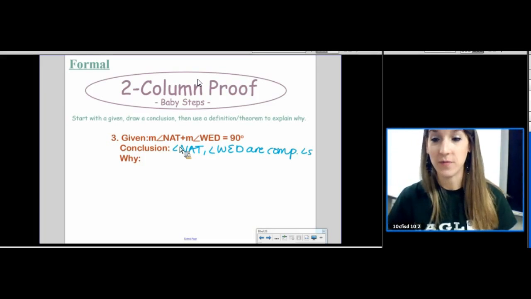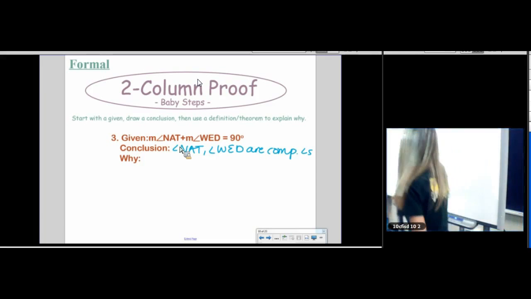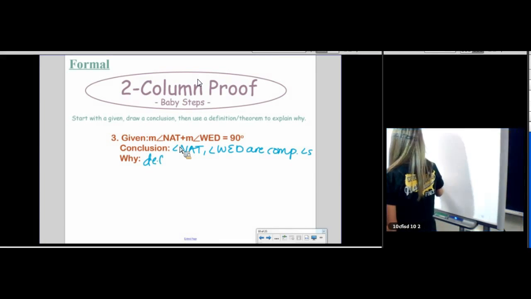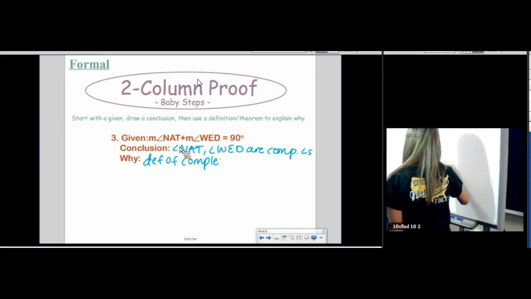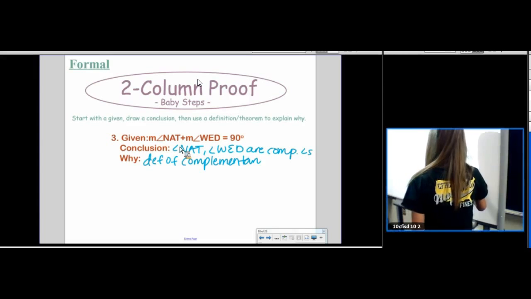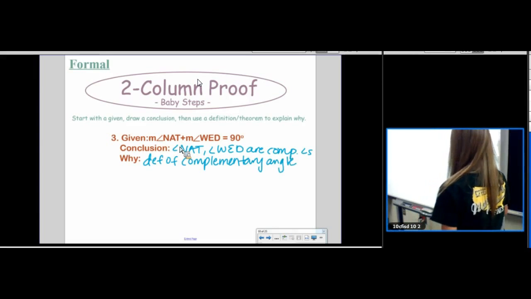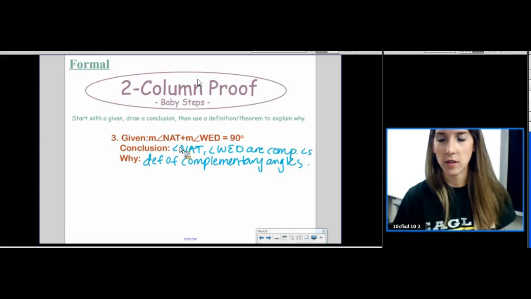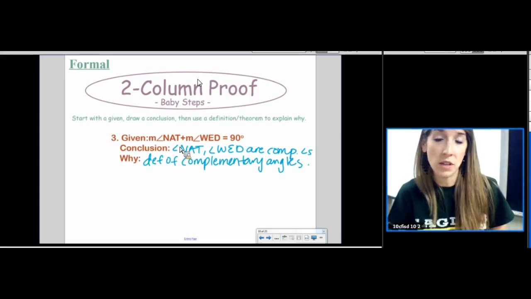This is not a theorem. Good. This is not a theorem this time. This is definition of... I'll write it out this time because I would expect you to write it out on a test. Definition of complementary angles. Okay, so that one was a definition, wasn't a theorem.